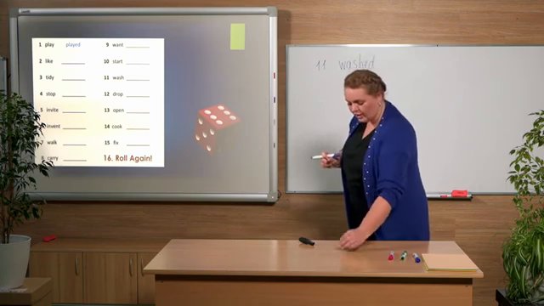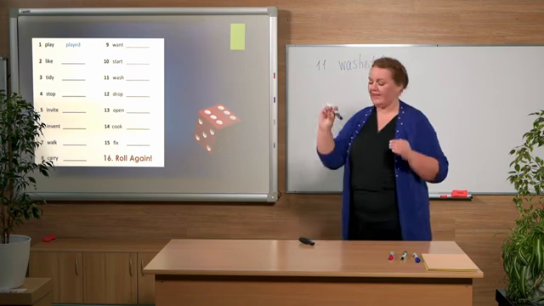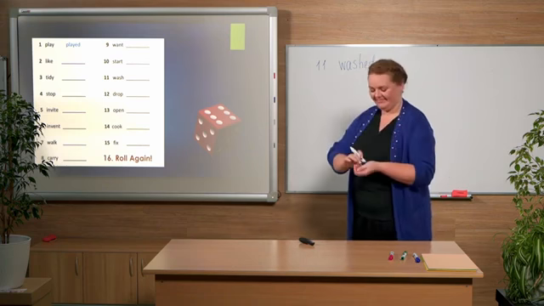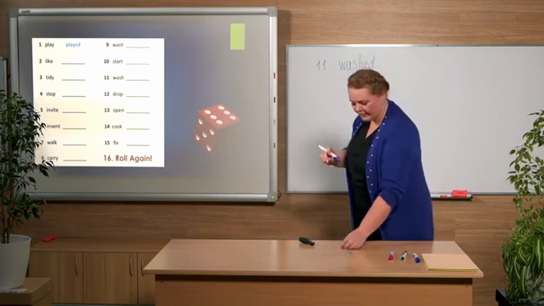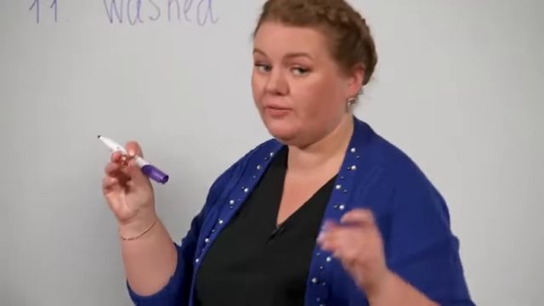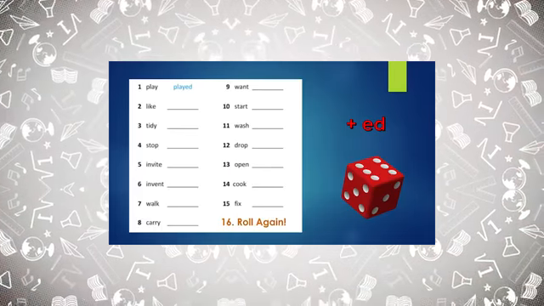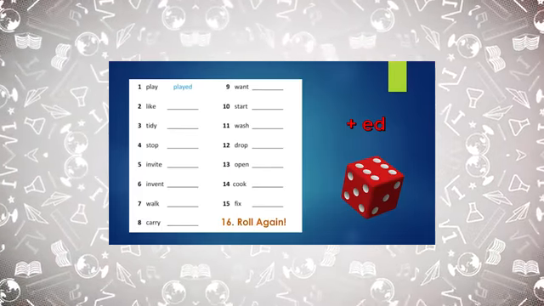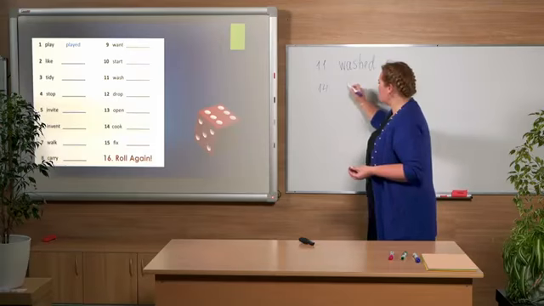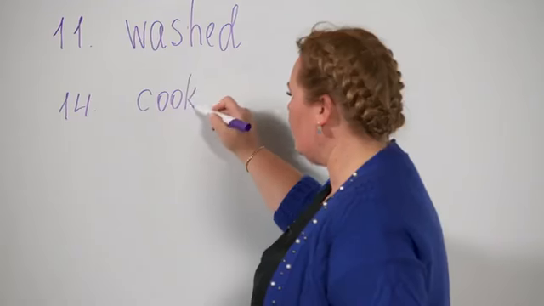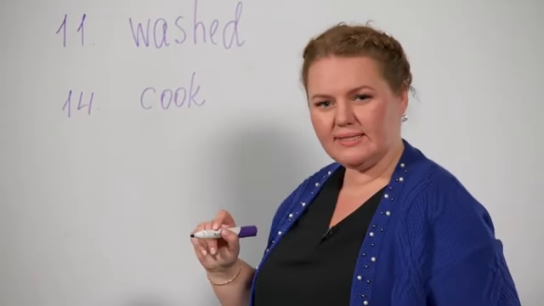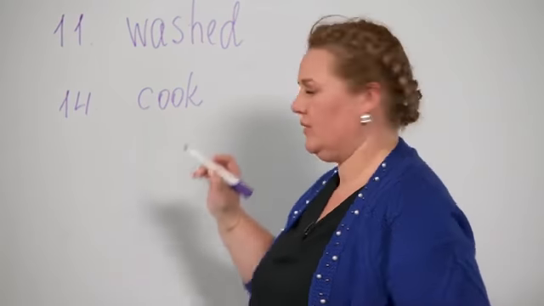We have 4 and 12. This is roll again. We have 10 and 4. 10 plus 4, 14. And 14 is cook. And the past simple for it? Yes, cooked.